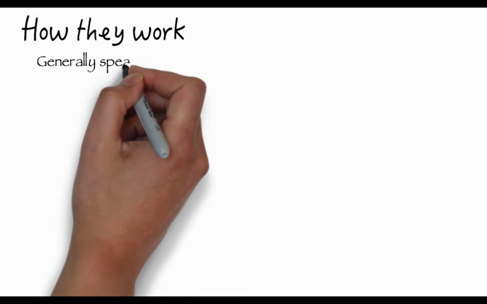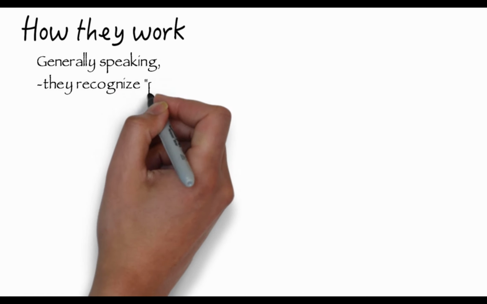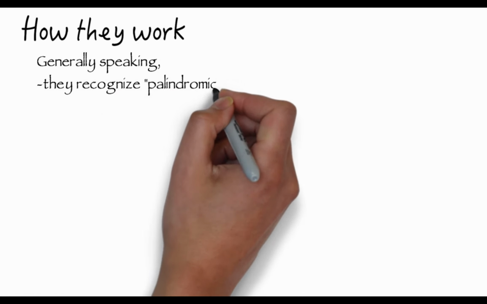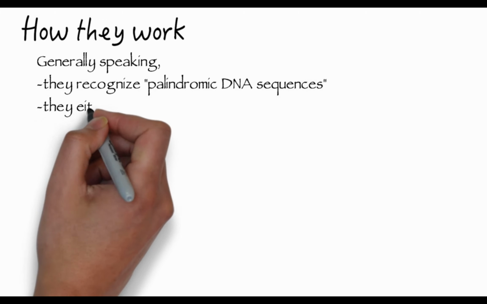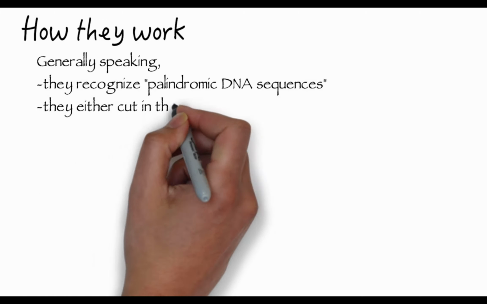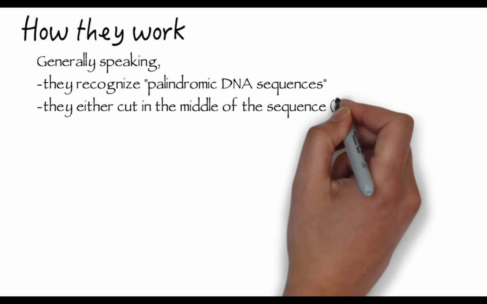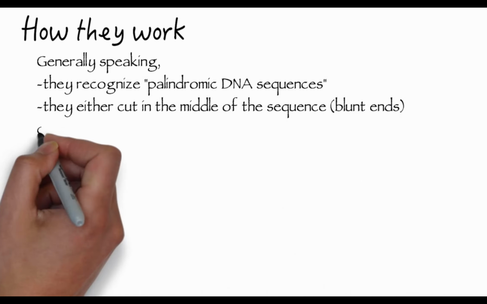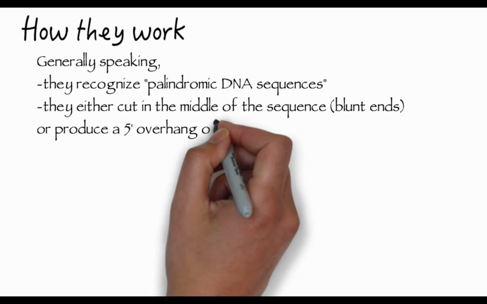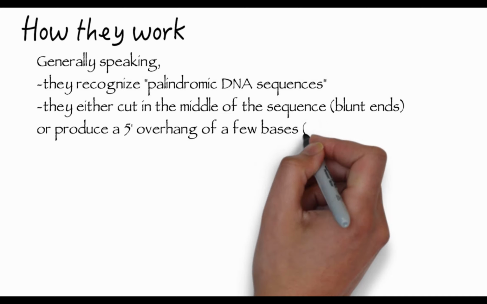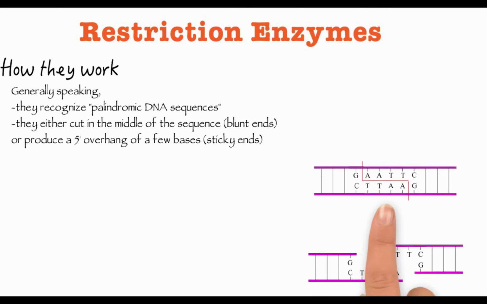Generally speaking, they recognize palindromic DNA sequences. These are sequences that read the same way from the 5' to 3' of each strand. They can either cut the DNA in the middle of a sequence, leaving blunt ends, or they can produce a 5' overhang of a few bases called sticky ends, as seen here.